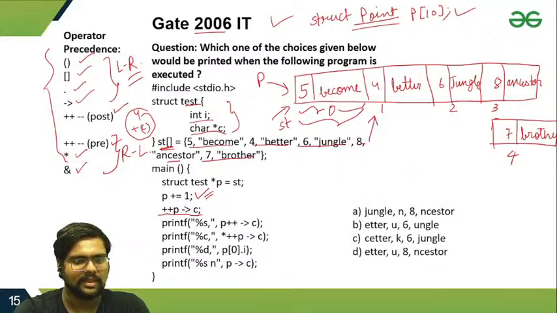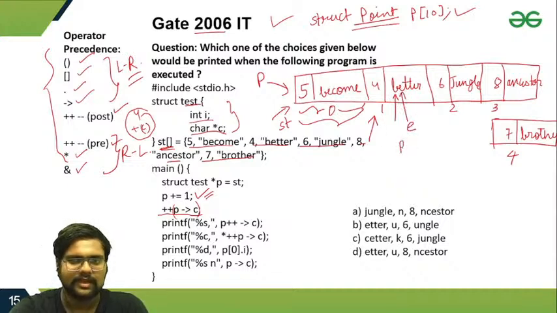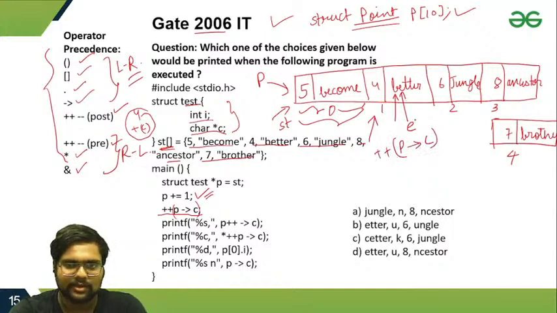So first p arrow c will be evaluated, and the p arrow c value will be better. In that we are incrementing plus plus, so the value pointed to by c will get incremented. Previously c was pointing to b, now c will point to e.